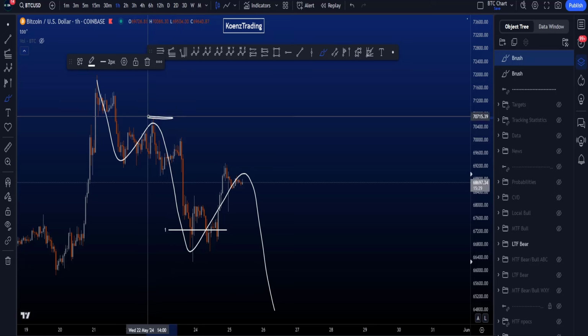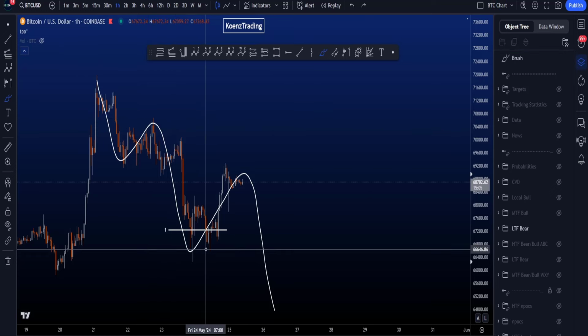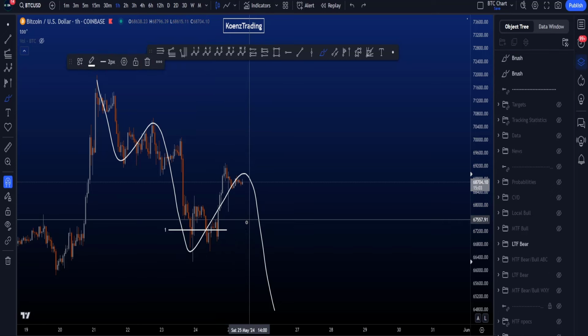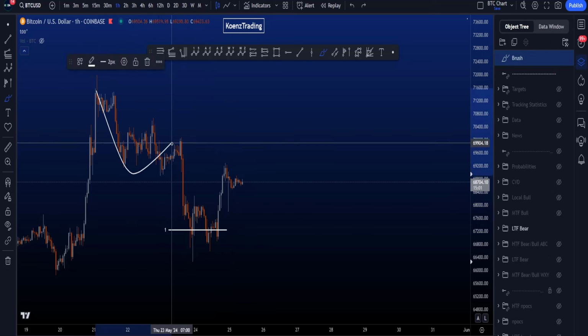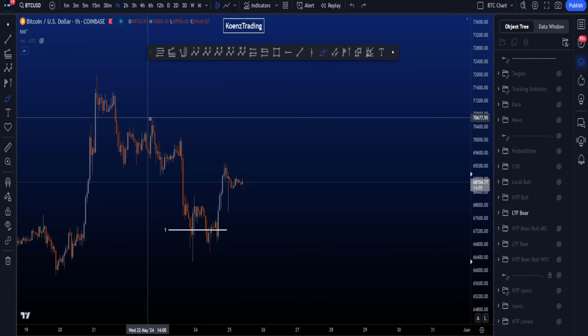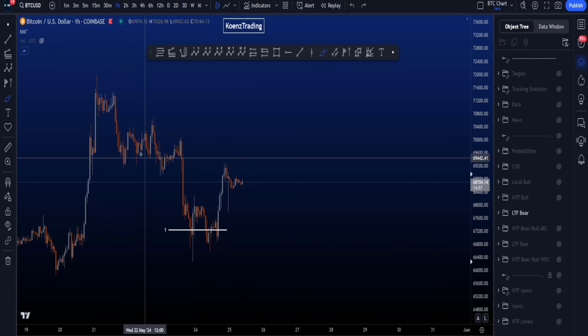Your invalidation is taking out the high at 70.6k over here, and we want to see corrective structures to the upside. Now what lowers the probabilities for a double 1-2 is that your second wave 1 here is longer in price than your first wave 1.